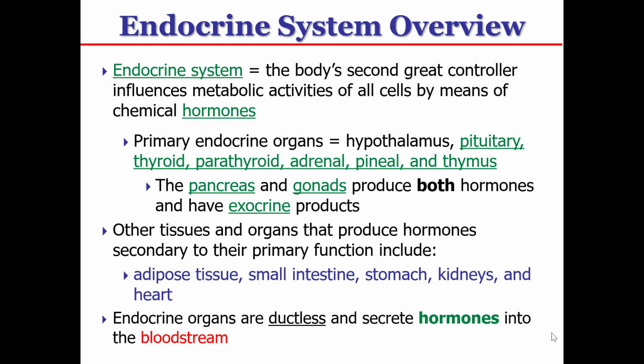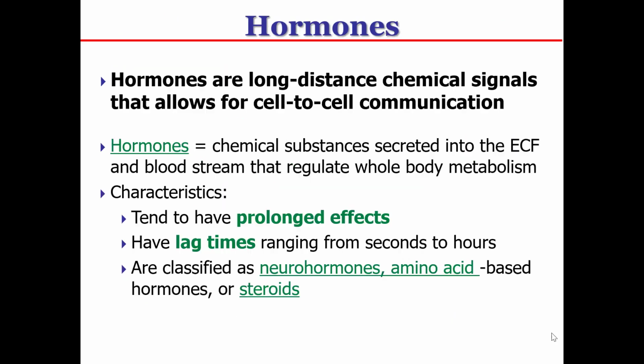So endocrine organs are ductless, and they secrete their hormone products into the bloodstream. And hormones have these long-distance chemical signals that allow for cell-to-cell communication. Hormones are chemical substances secreted into the ECF or interstitial fluid and use the bloodstream to access all body tissues and regulate whole body metabolism, or BMR, which we measured in Lab 6.